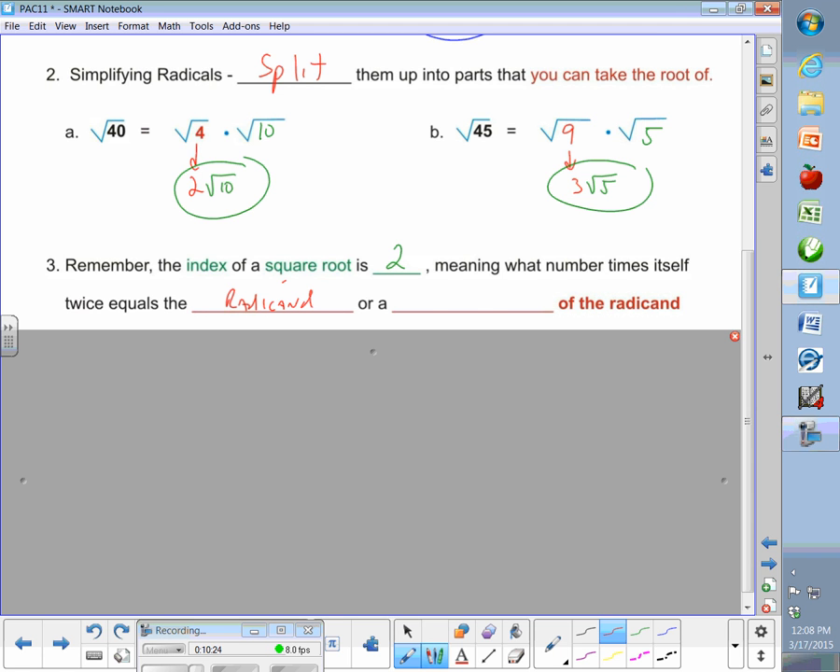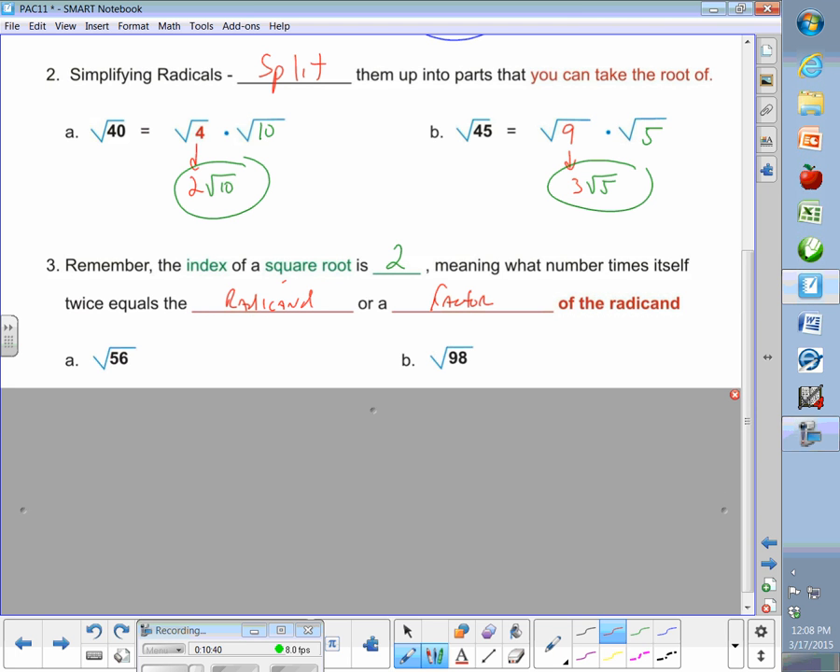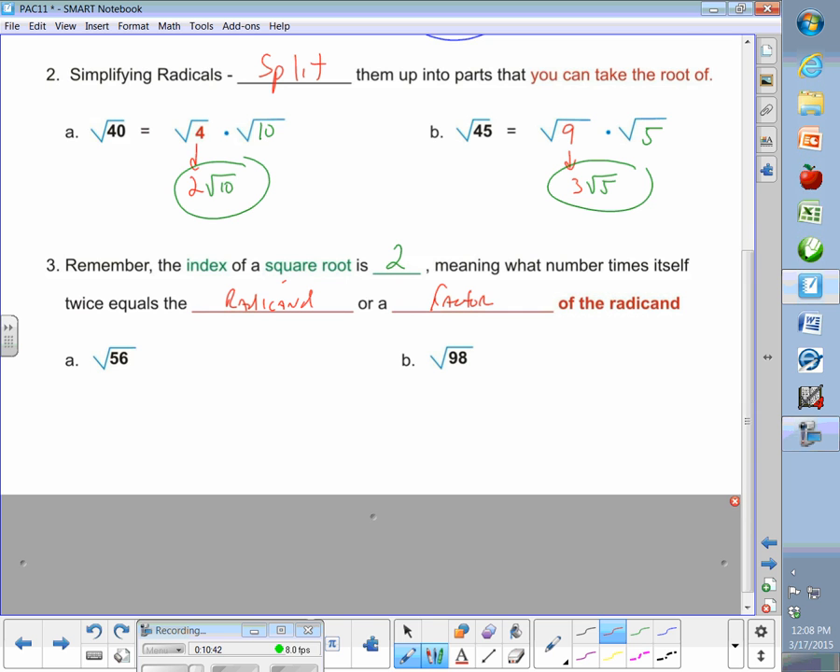Or is a factor of the radicand? Or a factor of the radicand. So on this next thing, we're going to save time of splitting it up, because we know that works. All right, so take a look at A here.